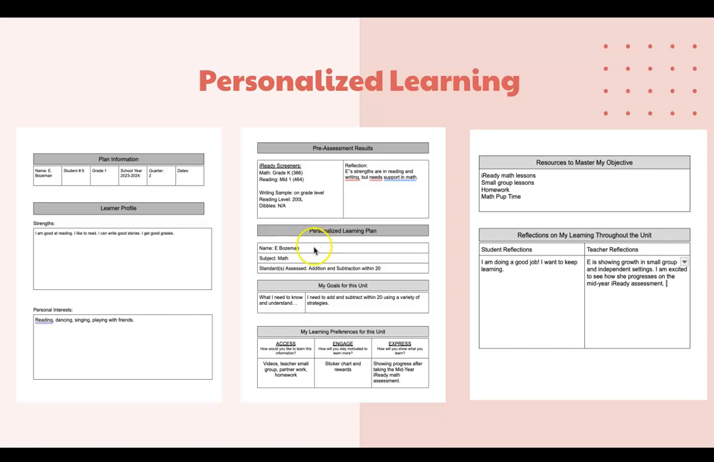For the personalized learning plan, we discussed the learner need, which in this case was math, and the standards that we're going to assess, which in this case was addition and subtraction within 20. We talked about what the student needed to know in order to succeed, how she wanted to access her information, which she said that she liked videos, teacher, small group, partner work, and homework, and how we're going to engage that student would be sticker charts and rewards, and how she's going to express her learning is showing progress after taking the mid-year iReady math assessment.